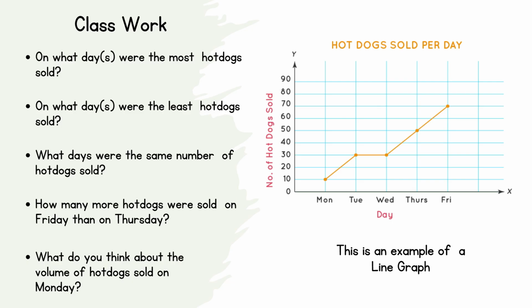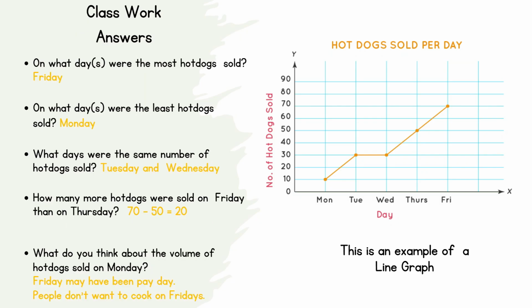So the questions ask, on what days were the most hot dogs sold? On what days were the least hot dogs sold? What days were the same number of hot dogs sold? How many more hot dogs were sold on Friday than on Thursday? And then we have this question here, which is where our hypothesis skills come in. So we're going to try to make a hypothesis here. What do you think about the volume of hot dogs sold on Monday? Take your time, pause the video, answer these questions.